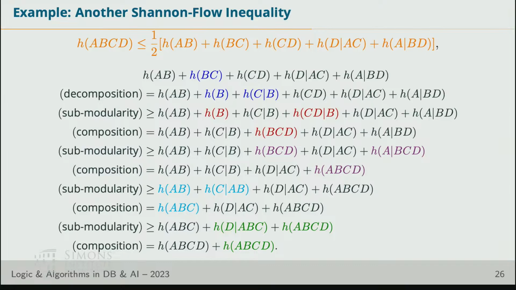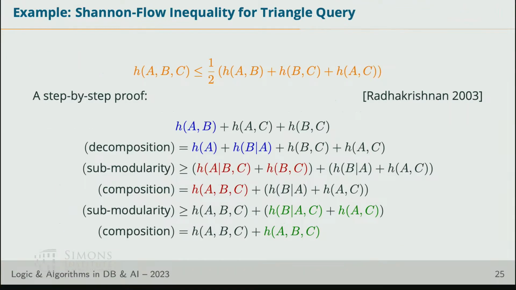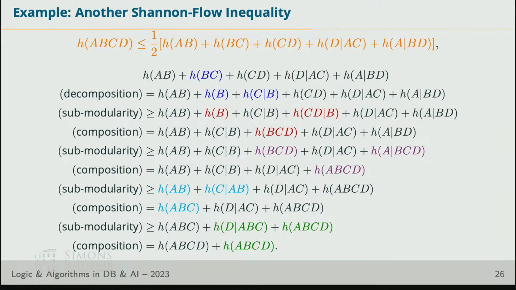Now, in general, given an inequality like this, you could use the previous thing that I mentioned to verify it, because delta defines an inequality if and only if there exist sigma and mu so that this is dual feasible. So you could go about solving a linear program to decide validity of the inequality. However, there's a very, very subtle difference. Here, we are talking about a linearization of the steps.